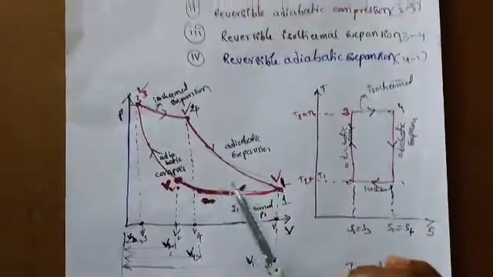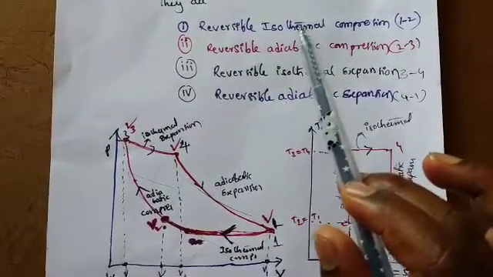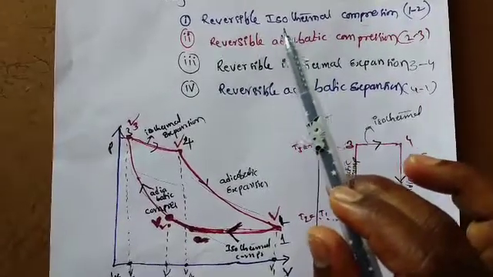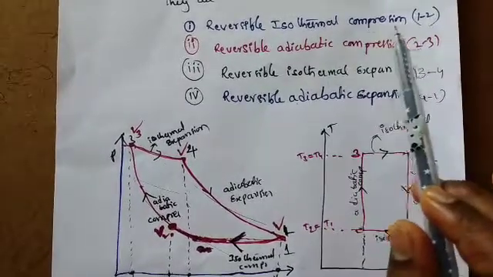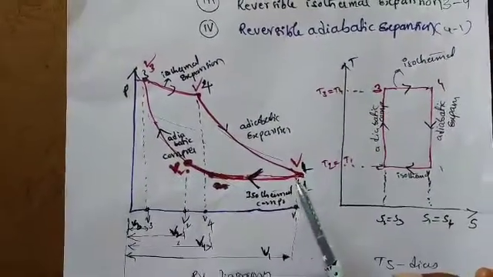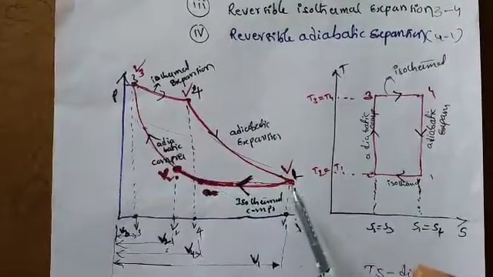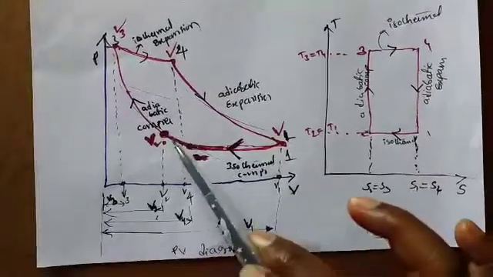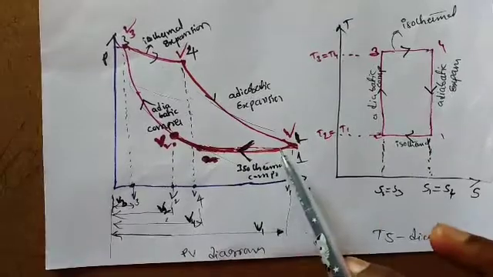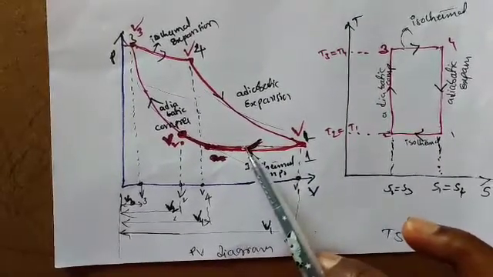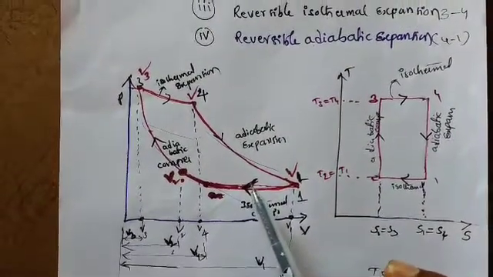Once again, see here. What is the first process? Reversible isothermal compression. Isothermal means it is a constant temperature process. Constant temperature or isothermal, both are the same. In an isothermal process, temperature is constant. It is a compression process, that is 1 to 2. So in an isothermal process, it should be a curved line in a PV diagram. So the 1 to 2 process is an isothermal process. This is a curved line. Compression process means the arrow symbol must be towards the vertical axis. This is an isothermal compression process.